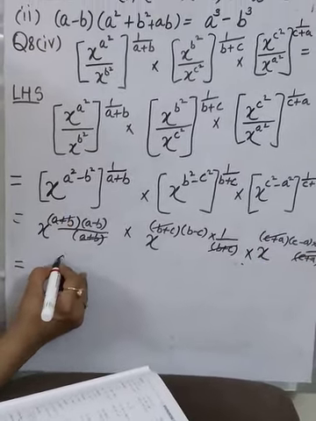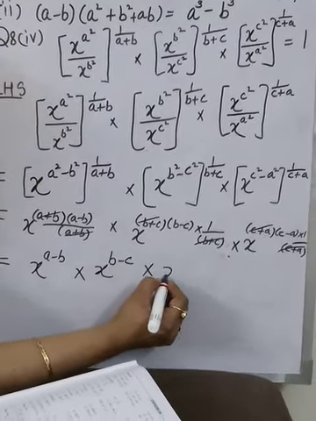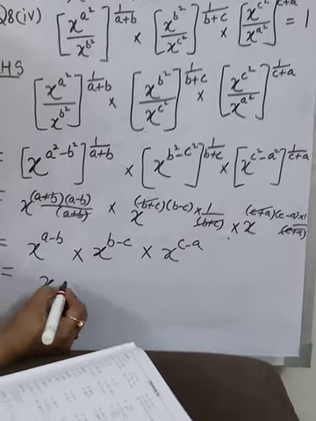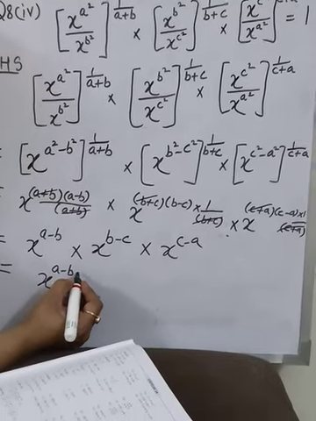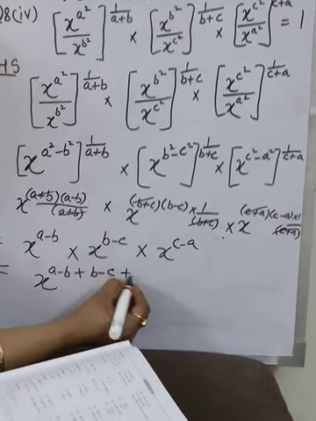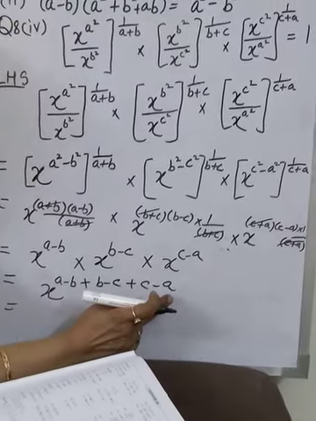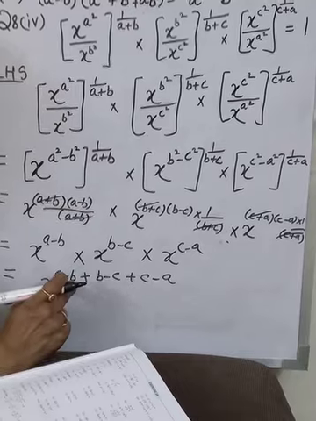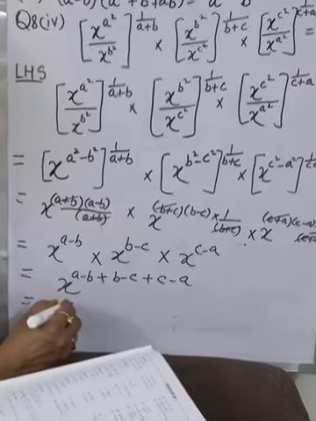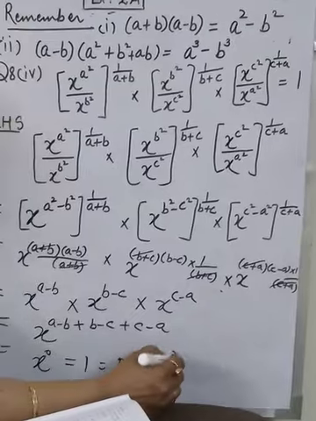What are we left with? x to the power a minus b into x to the power b minus c into x to the power c minus a. On multiplication, powers get added. So x to the power a minus b plus b minus c plus c minus a. What gets eliminated? a gets eliminated with minus a, minus b with plus b, and minus c with plus c. What are we left with? x to the power 0, that is equal to 1, that is equal to RHS. Verified.